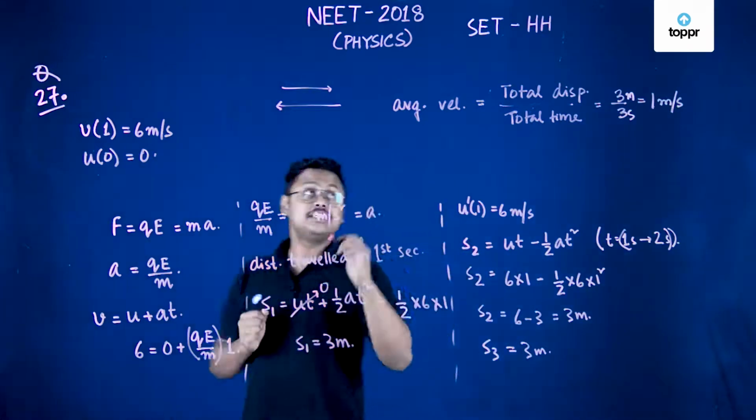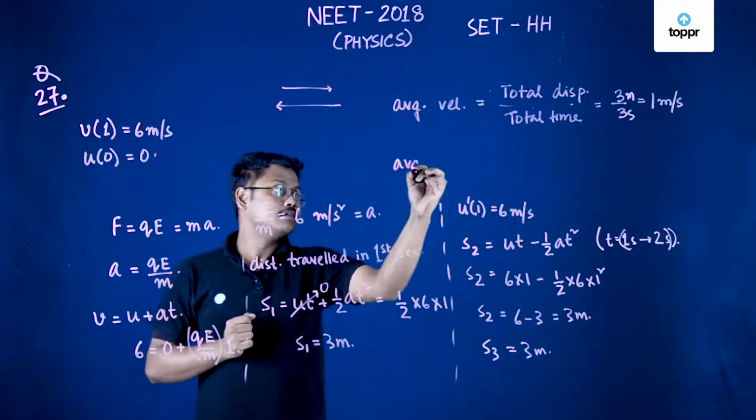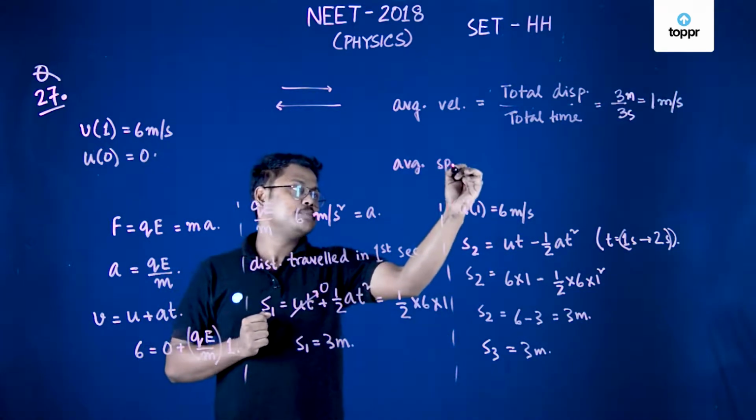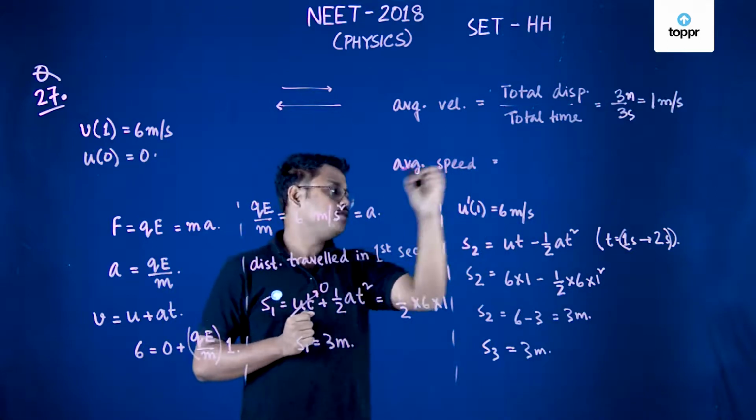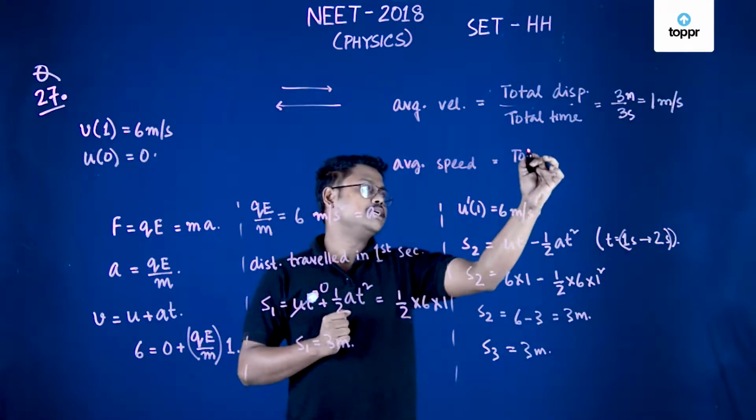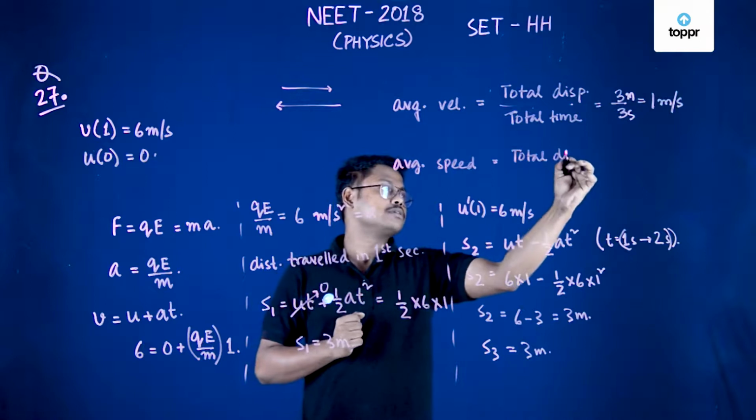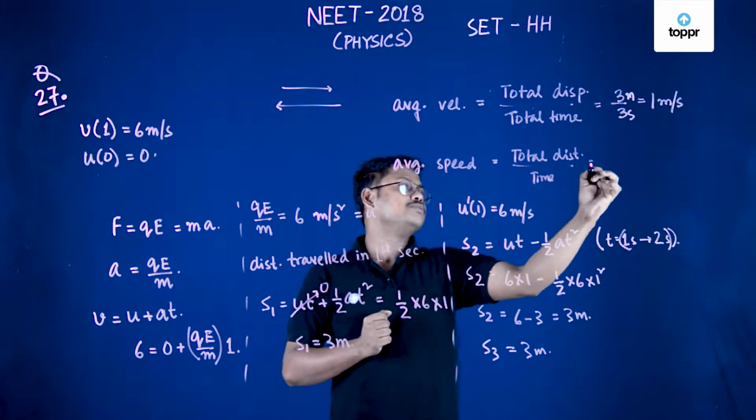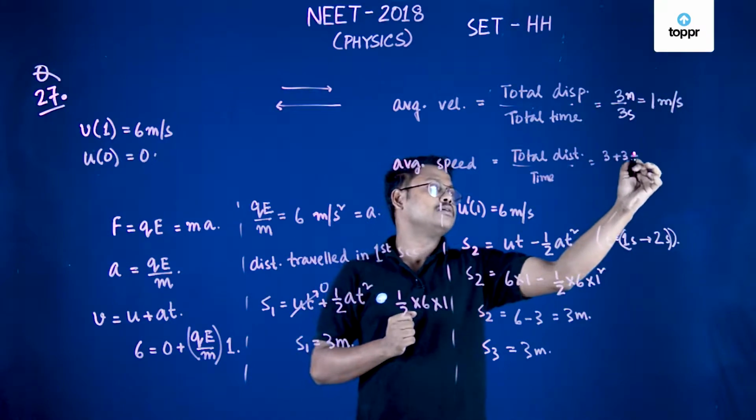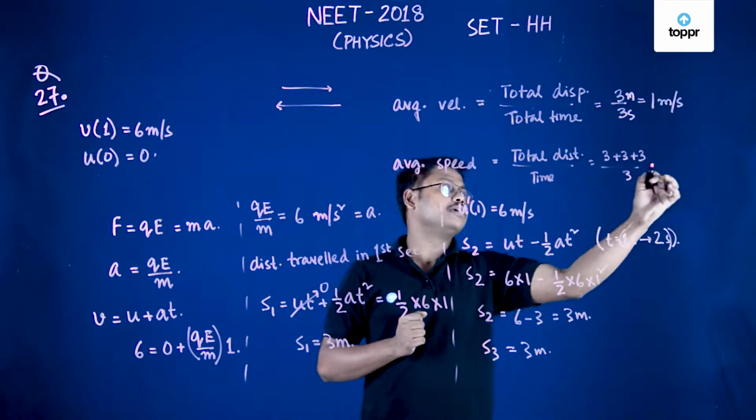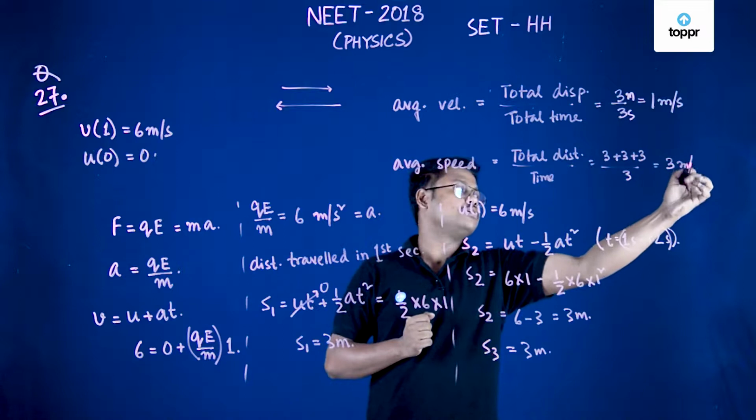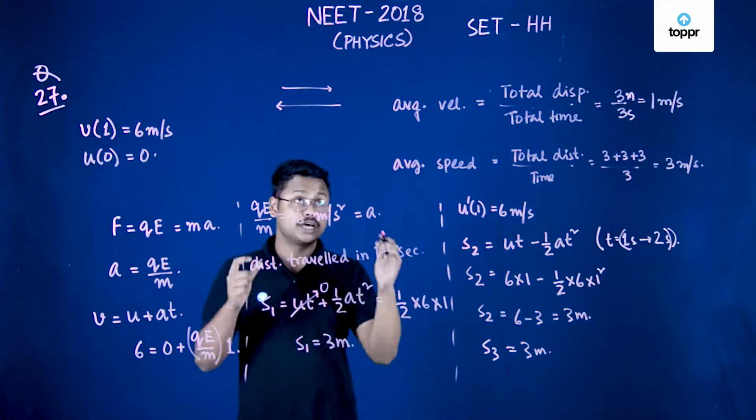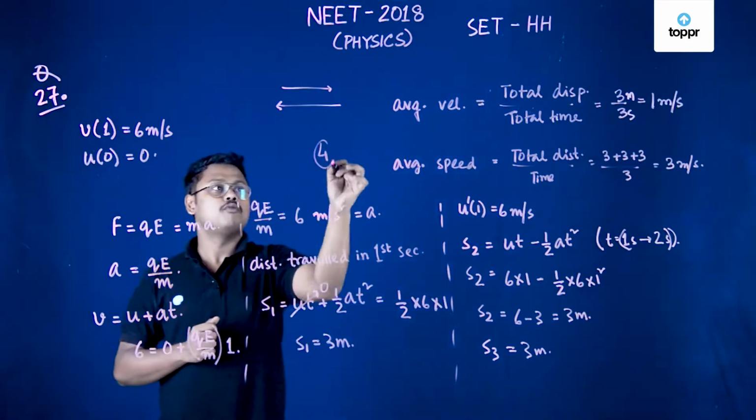Now what about average speed? Average speed will be total distance divided by total time, right? So this will be 3 plus 3 plus 3 divided by 3, that is 3 meter per second, right? So the correct option is option 4.